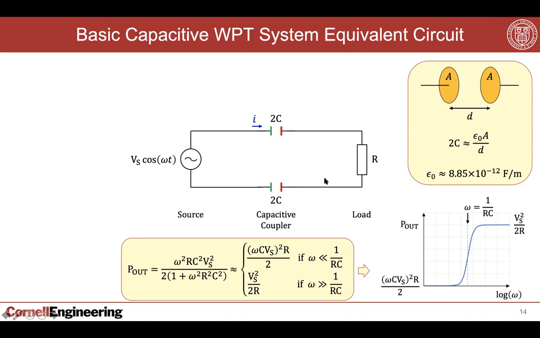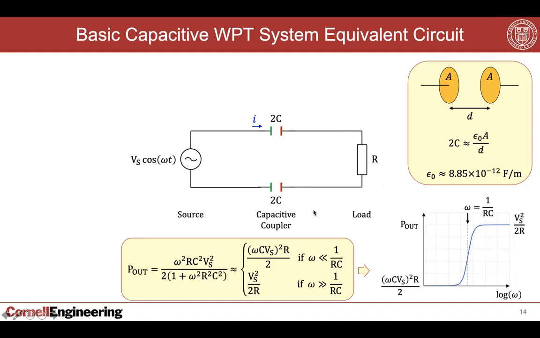And in which case, there's no voltage drop across the capacitive coupling, and all of your source voltage appears across the load, and you're able to very nicely deliver power to your load. However, for most applications, the frequency that you need to operate at to get that capacitance to have negligible impedance is super high.